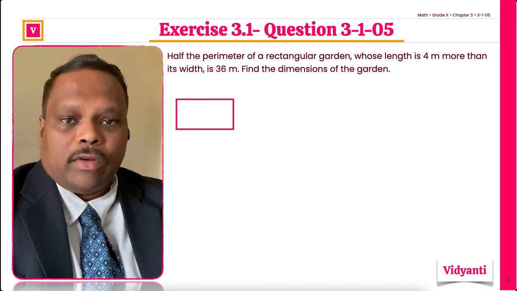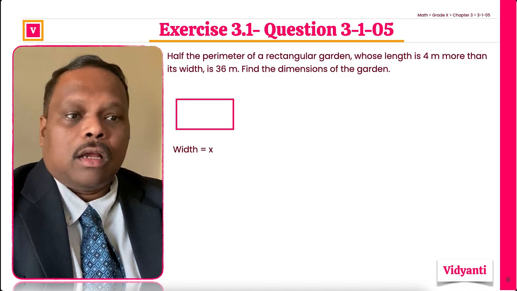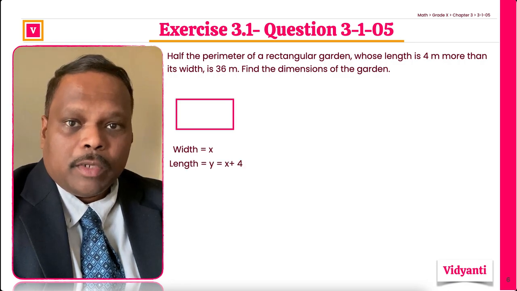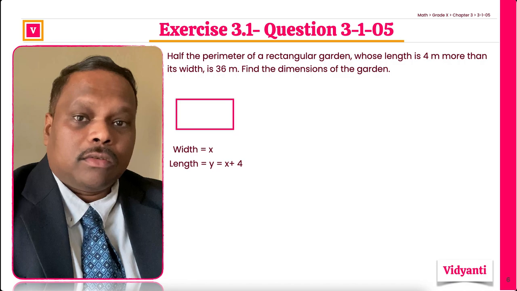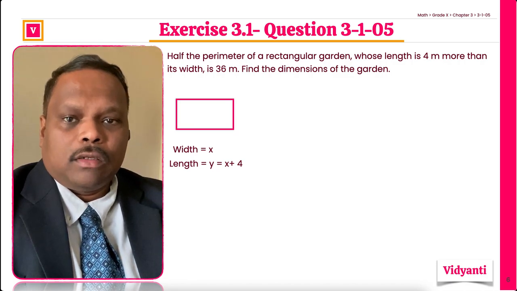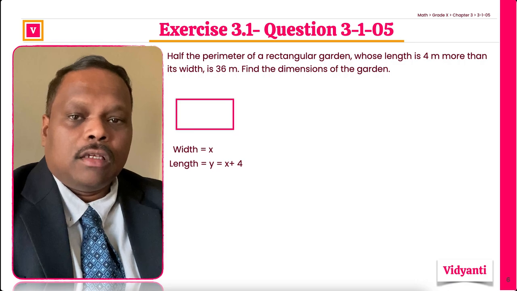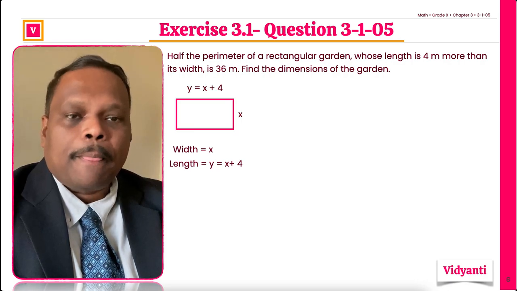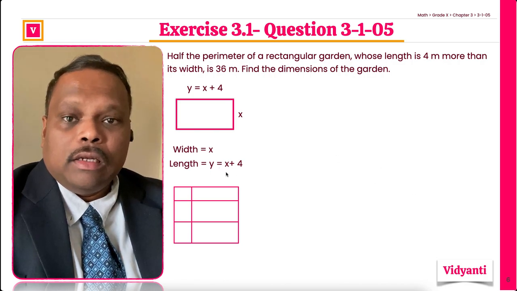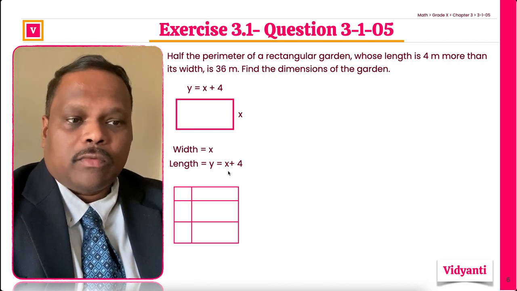Let's assume that we have a rectangle, and let's assume that its width is x. So according to the given information, the length, which is y, let's assume, is 4 more than the width. So here we have y is x plus 4. We have one linear equation here in terms of x and y. This is sufficient to plot a graph of a straight line.